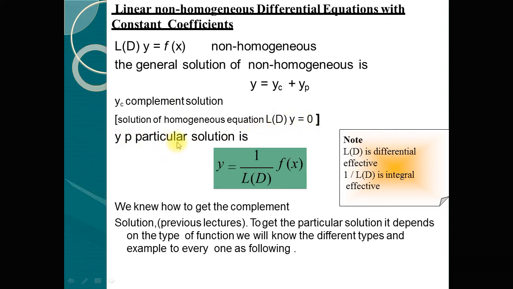Now the particular solution yp is given by 1 over L(D) times f(x). f(x) is the function which lies on the right hand side. So dear students, note that L(D) is the differential operator and 1 over L(D) is the integral operator. We know how to find the complementary solution, and we have already discussed the procedure in the previous lectures. Now to get the particular solution, it depends on the type of function which lies on the right hand side. We will see the different types.